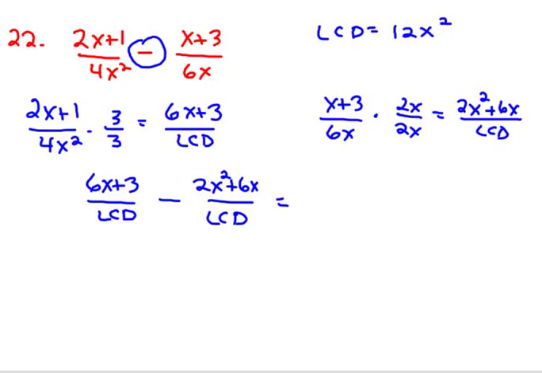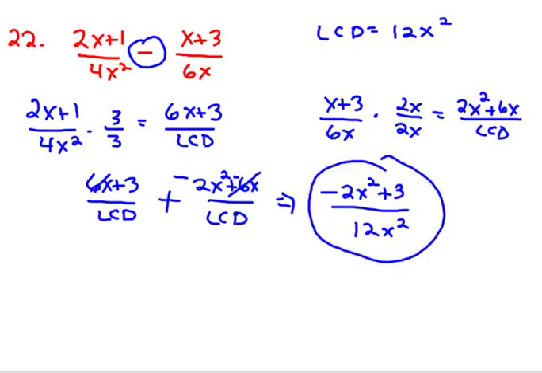And remember, with subtraction problems, we change the subtraction to addition, change all of the signs following that to its opposite, and then when you combine like terms, the highest exponent term is negative 2x squared. 6x plus negative 6x cancels, and then you get plus 3. And this is not going to simplify any further, so just write down your LCD, and that's your answer.